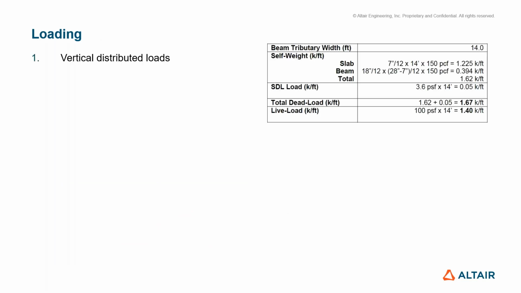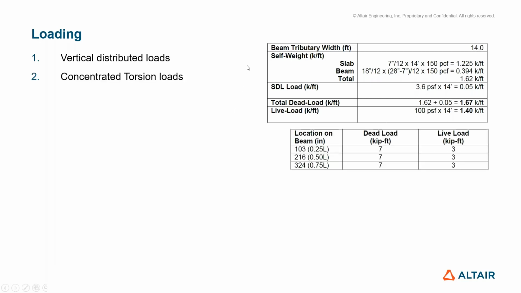Now, we also need to understand our loading that's going to be on this particular section. So in this particular beam, we have vertical distributed loads, and you can see what those work out to be here. So our total dead load works out to be 1.67 kips per foot, and a live load works out to be 1.4 kips per foot.